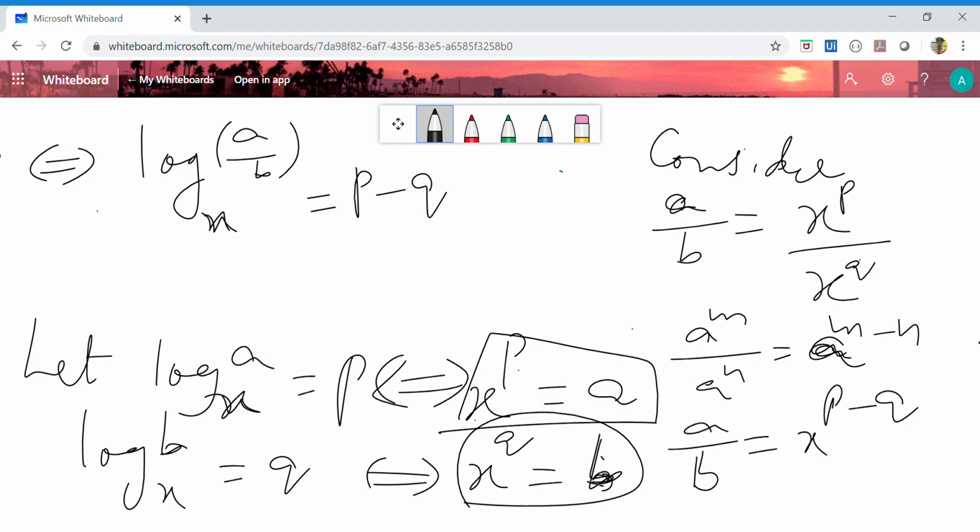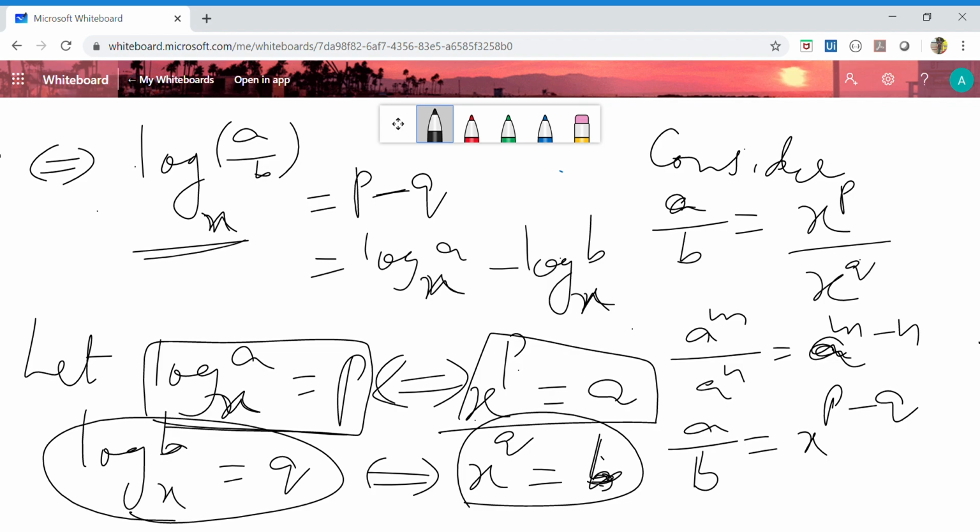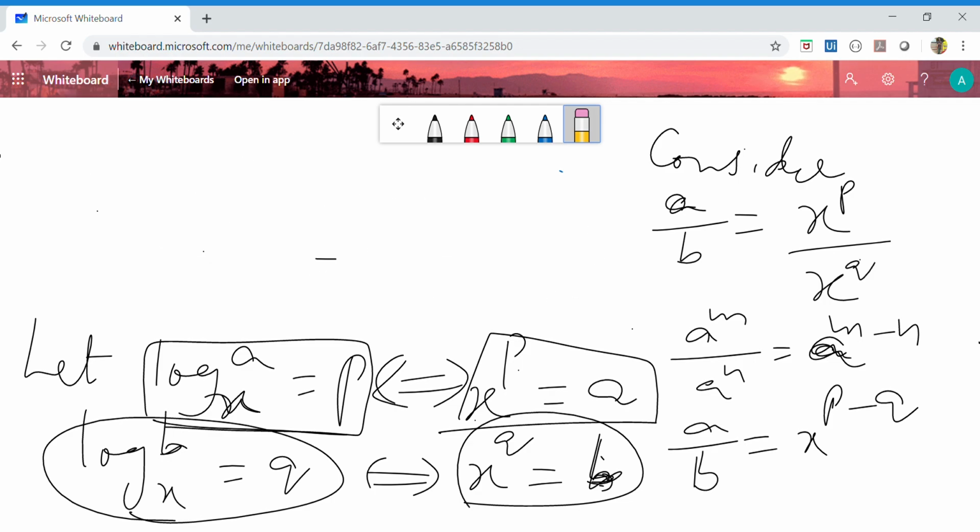But actually what is p? Here you can see log a to the base x. And what is the sign here? Minus. And what is q here? Log b to the base x. So have you understood? Log a by b to the base x is equal to log a to the base x minus log b to the base x. We arrived at the property, the rule.